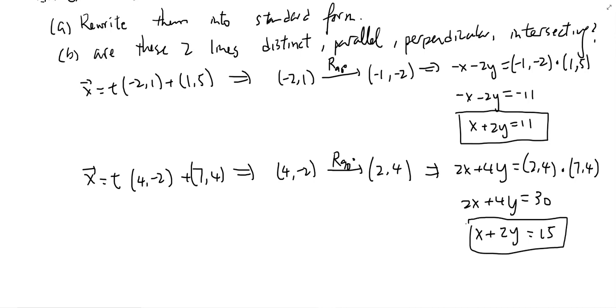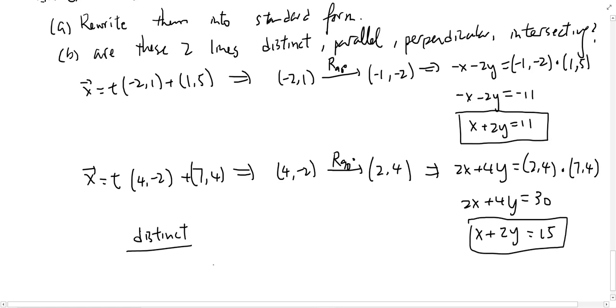They are also not multiple of each other. If they are multiple of each other, they would be the same line. But they're not. So therefore, I know for a fact that the first thing I notice is that these two lines must be distinct.